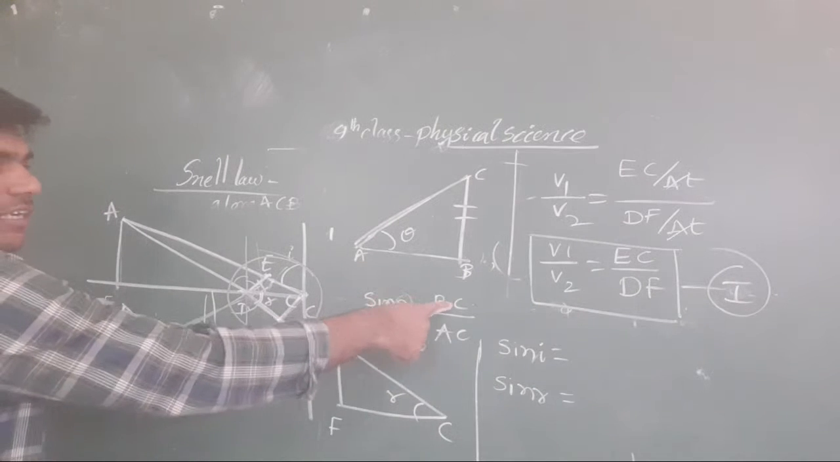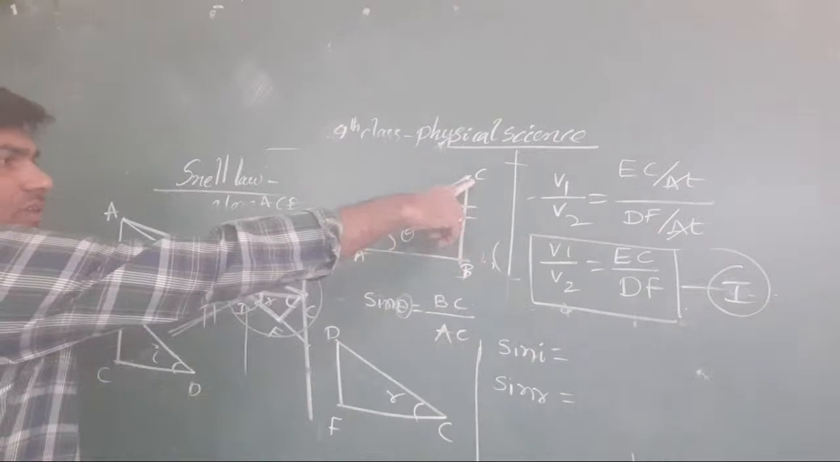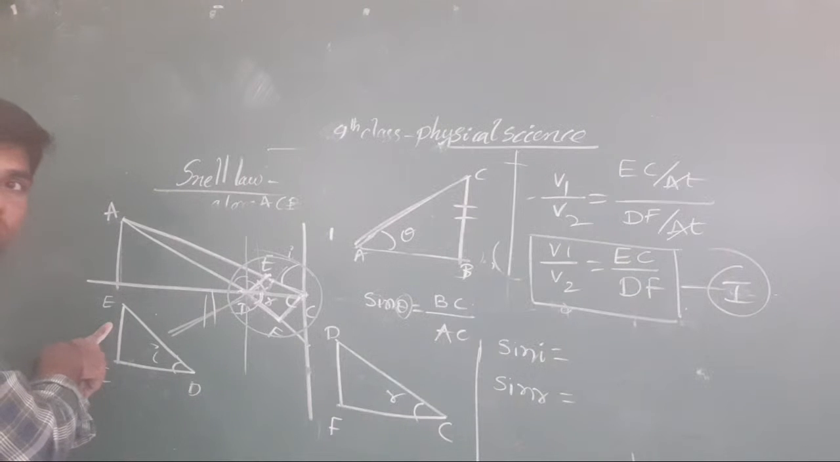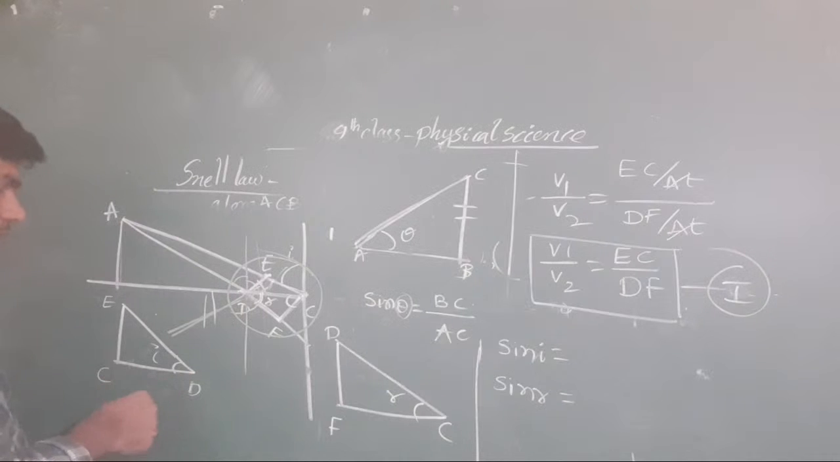How to write it: sine theta is equal to the opposite side by the hypotenuse. Here, what is the opposite side? EC is the opposite side here. What is the hypotenuse here? ED. Clear or not, all of you? Yes, sorry. Here, what have we taken? The hypotenuse is common for both. That is only what here? EC.